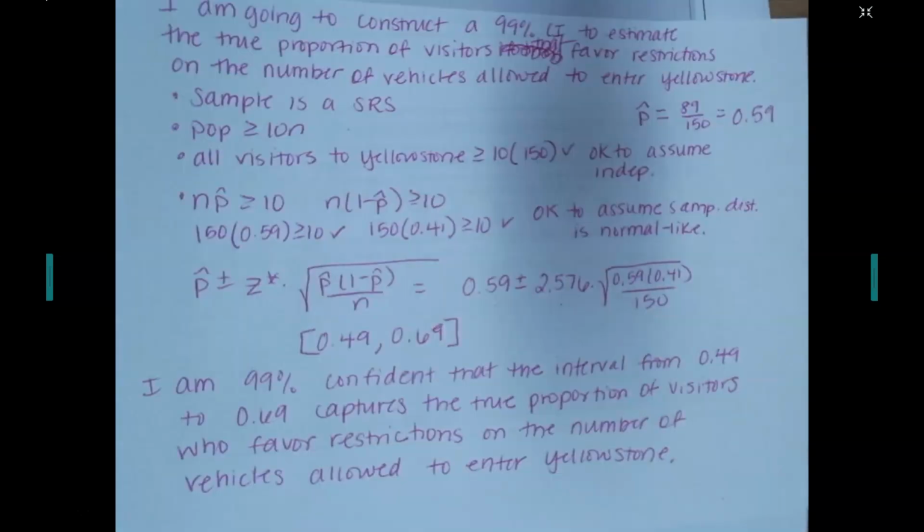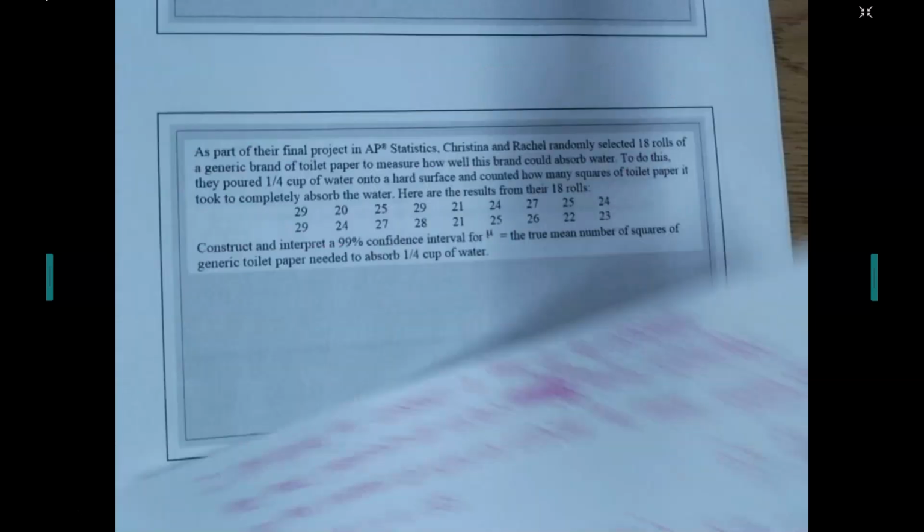And then you finish this out with your conclusion statement. I am 99% confident that the interval from 0.49 to 0.69 captures the true proportion of visitors who favor restrictions on the number of vehicles allowed to enter Yellowstone. Okay, good job. All right, let's try another one.